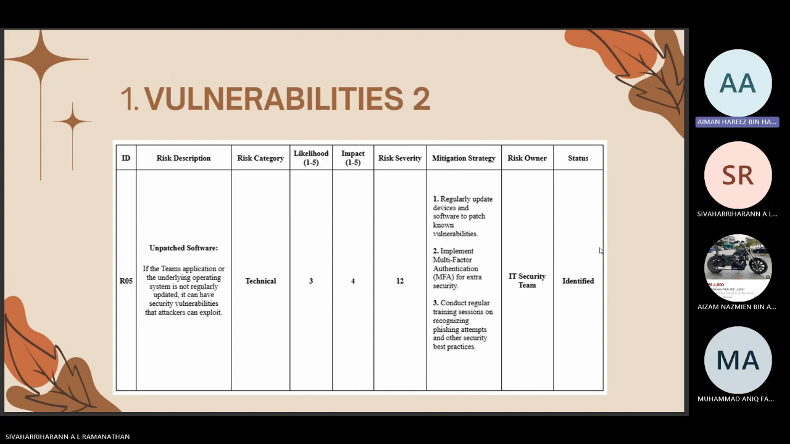RO5 relates to unpatched software. If the Teams application or the underlying operating system is not regularly updated, it can have security vulnerabilities that attackers can exploit, resulting in a risk severity score of 12. Mitigation strategies include regularly updating devices and software to patch known vulnerabilities.